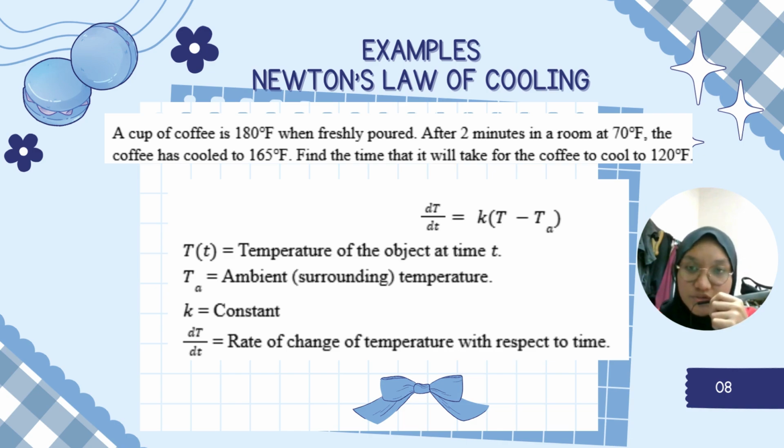So firstly, I will be presenting examples of Newton's law of cooling. For the first question, a cup of coffee is 180 Fahrenheit when freshly poured. After 2 minutes in a room at 70 Fahrenheit, the coffee has cooled to 165 Fahrenheit. Find the time it will take for the coffee to cool to 120 Fahrenheit. Firstly, we need to know the original formula, which is dT/dt = k(T - Ta), as my friend already explained.